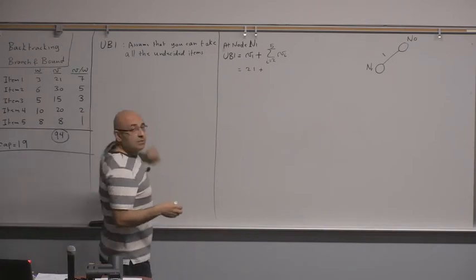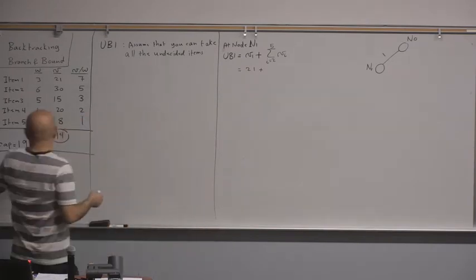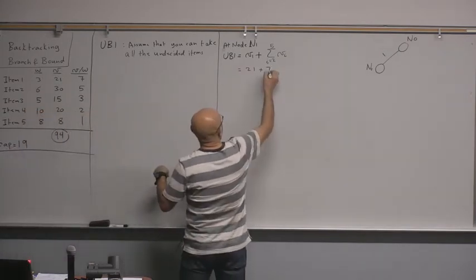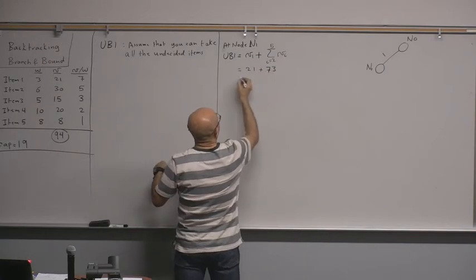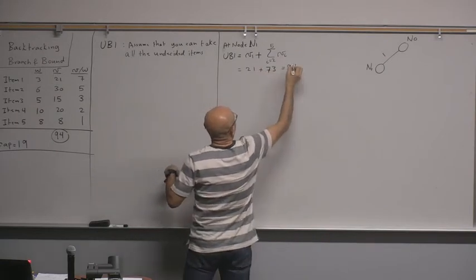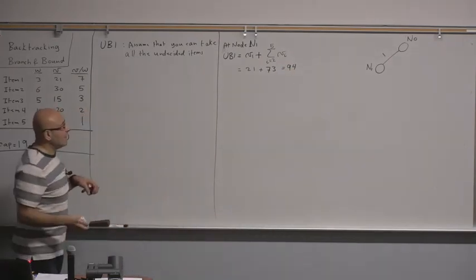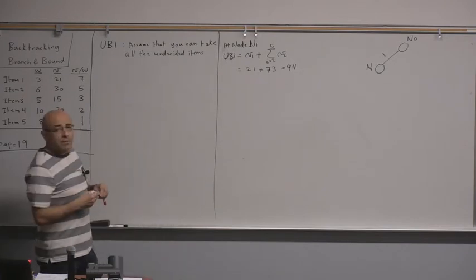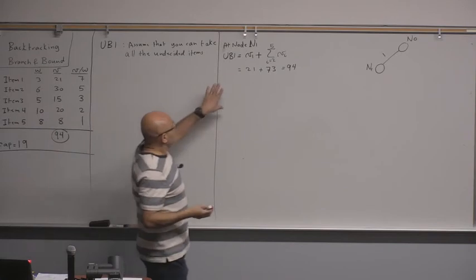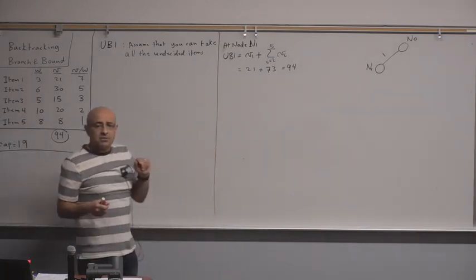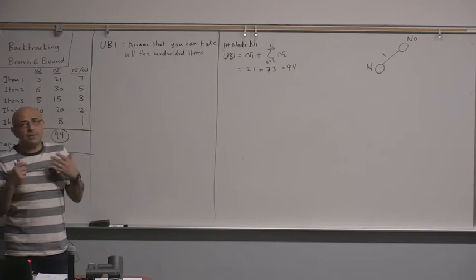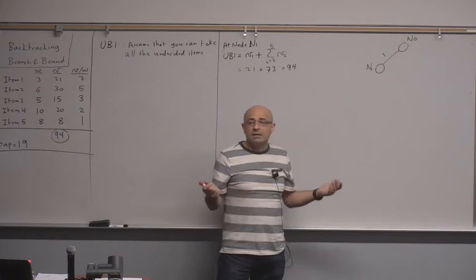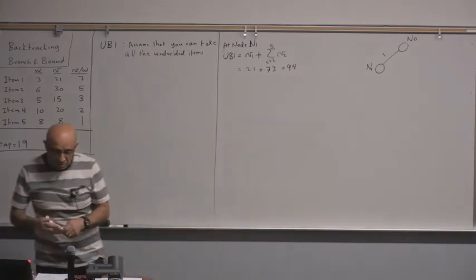So this upper bound is too optimistic. It's going to give you the sum of the remaining items, and this is going to be 73, I think, and this will give you 94. So this is the upper bound that you compute using upper bound number 1. Now this is a naive upper bound, or too optimistic, because without doing any careful analysis, you simply assume that you can take all the remaining items.